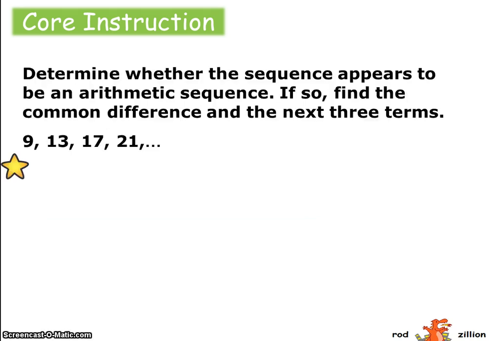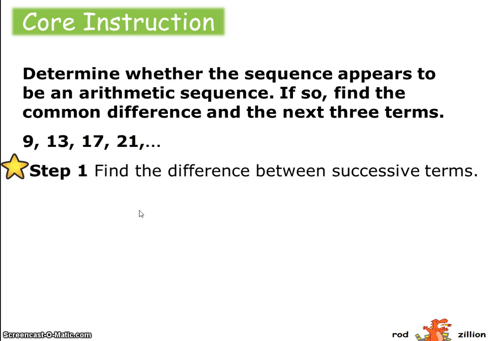Alright, so for example, if I give you this series of numbers, we're going to tell, first of all, is it arithmetic? Secondly, we're going to find the common difference. And thirdly, we're going to extend this sequence 3 more terms. So it appears to go from 9 to 13, 13 to 17, 17 to 21. It appears that we're simply adding 4 each time. Well, the fact that we're adding the same number each time means this is indeed an arithmetic sequence, and 4 is the common difference.